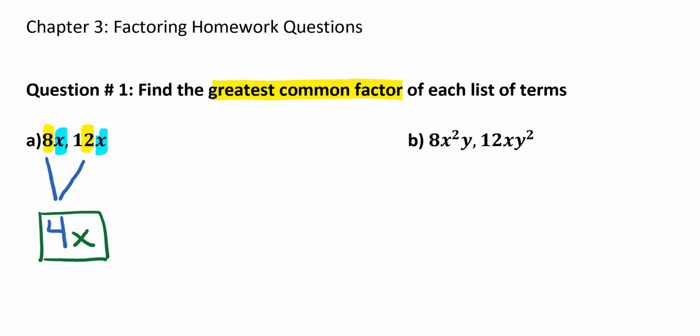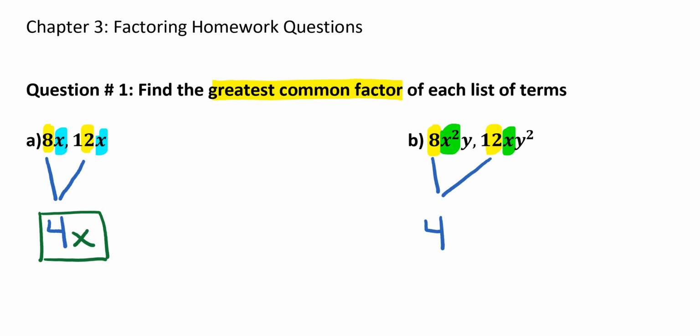Moving on to letter B. If I take a look at the numbers here, 8 and 12, the biggest number that divides both 8 and 12 at the same time is the number 4. Okay, now let's take a look at the variables. I have x squared and a single x. Now you have to ask yourself, what is the maximum number of x's that I can remove from both terms at the same time? And the easiest way to do that is you always pick the smallest variable.